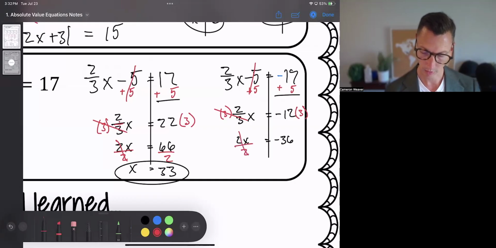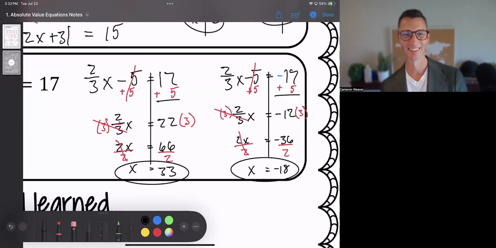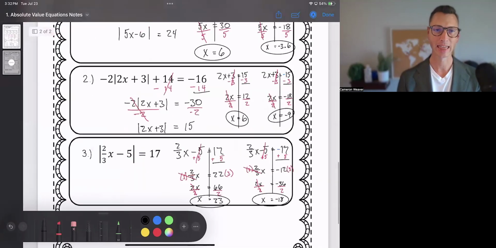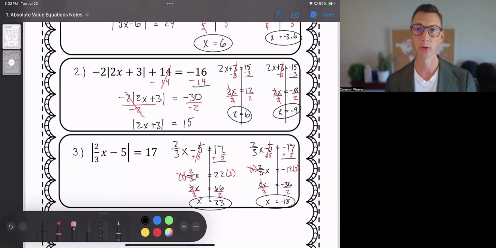Side by side, we must divide. That's going to give us a negative 18. Very good. Awesome. All right, guys, that is absolute value equations.